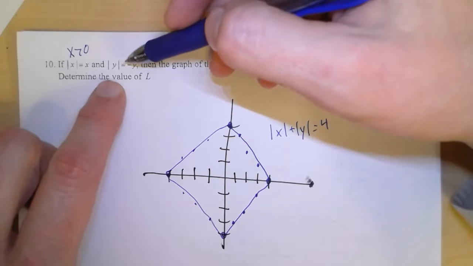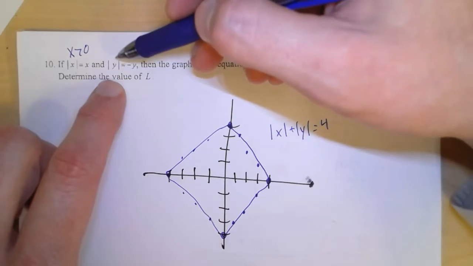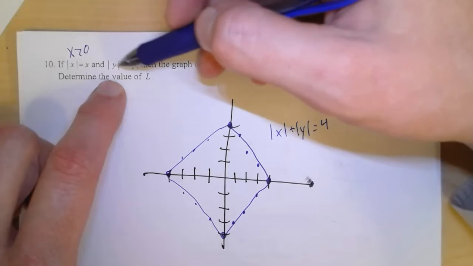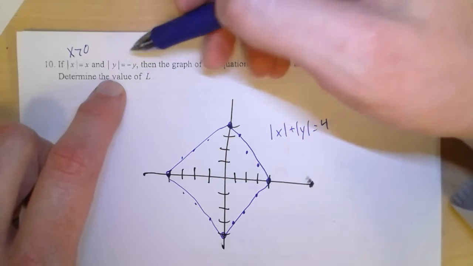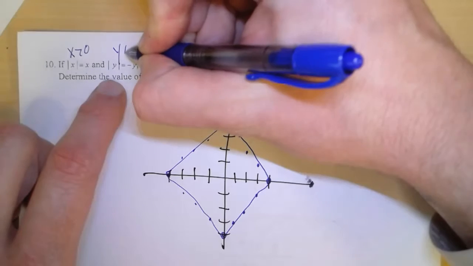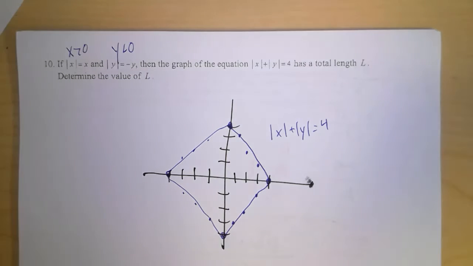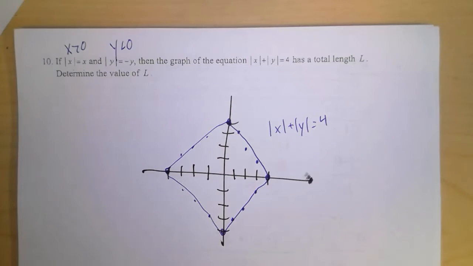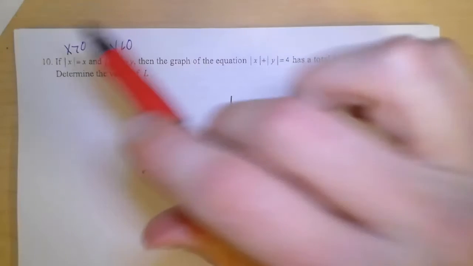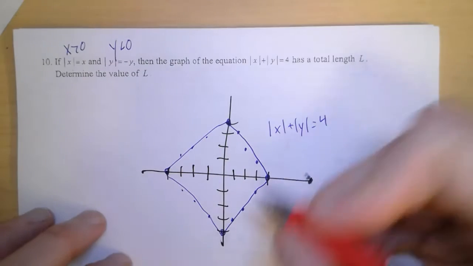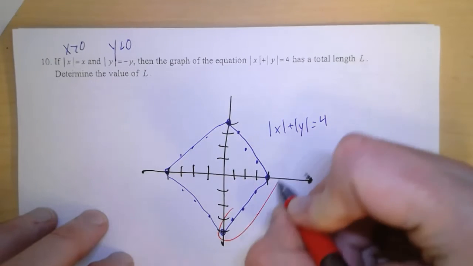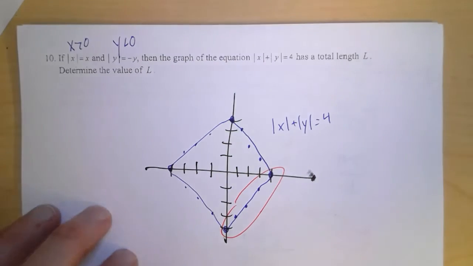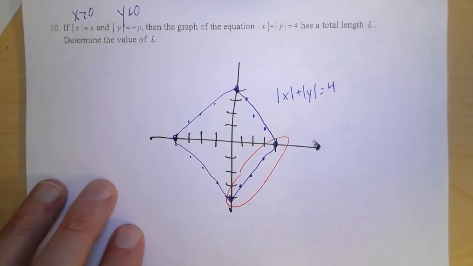Now looking at y, it's the exact opposite. This is going to be positive, and the only way for this to equal a positive is if y is negative. So y is less than 0. So if x is greater than 0 and y is less than 0, that means that we're only looking at a part of this graph. Now where's the part where x is positive and y is negative? That's this part right here. And so what is that length?